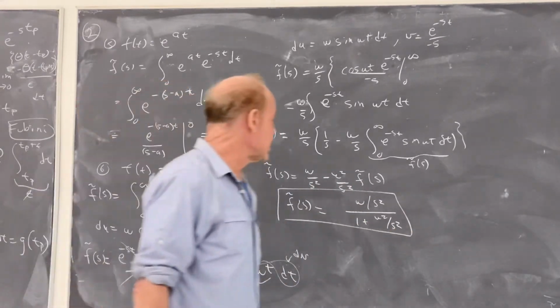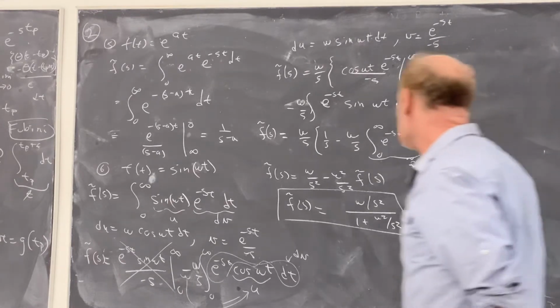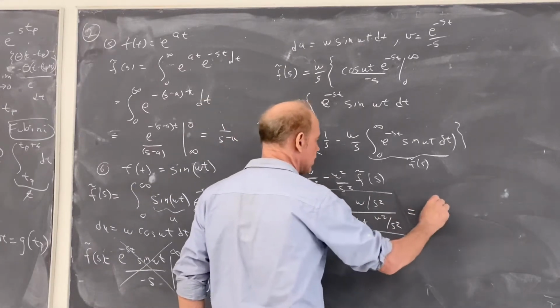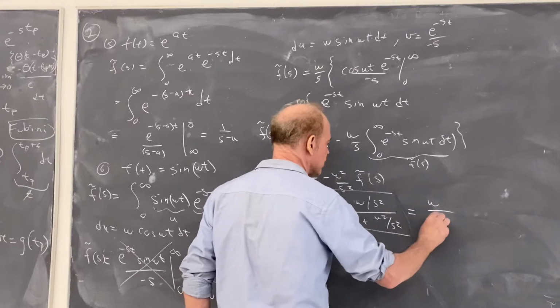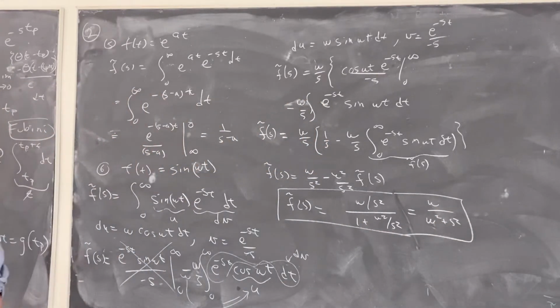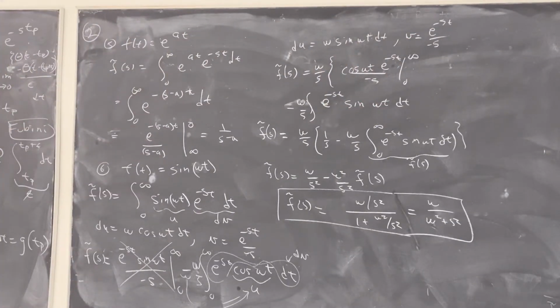Let's just make sure that's the right answer, that I haven't made any algebraic mistakes. Omega, yeah, so let's multiply top and bottom by s squared, and I get omega over omega squared plus s squared. That's the correct answer. Any questions on that? Okay, so now we're ready for the fun ones.